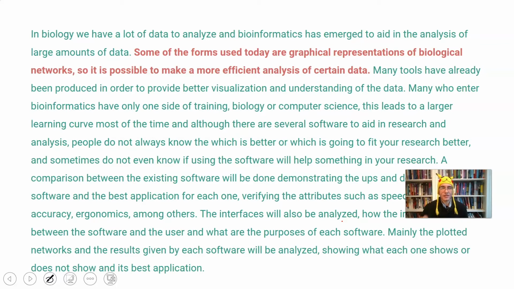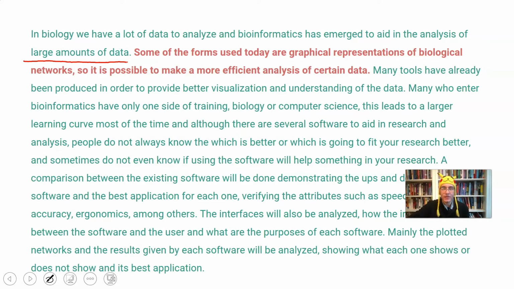So the first sentence, which you could say is a kind of claiming of centrality, the stating of importance. In biology, we have a lot of data to analyze, and bioinformatics has emerged to aid in the analysis of large amounts of data. So here we have the first kind of major clue: okay, they're going to talk about bioinformatics and large amounts of data. And then you have this part here in red, which is some of the forms used today are graphical representations of biological networks. So it is possible to make a more efficient analysis of certain data.